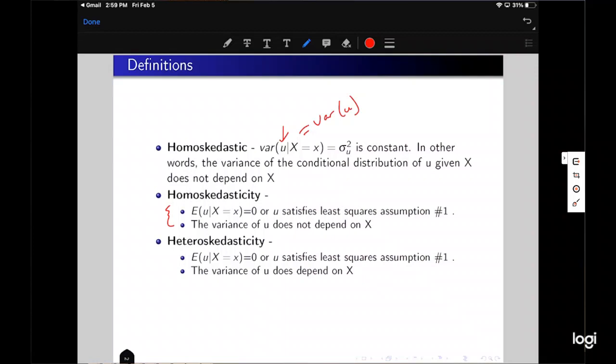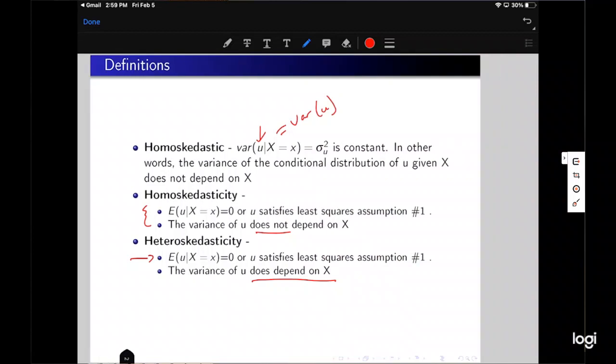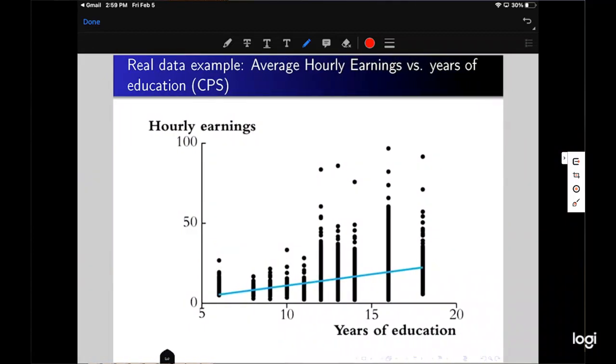Heteroskedasticity still satisfies the first OLS assumption, the expected value of u conditional on x equals 0, but the variance of u does depend on x. So here, homoskedasticity, the variance of u does not depend on x. For heteroskedasticity, the variance of u does depend on x. Okay, let's look at a couple of examples.